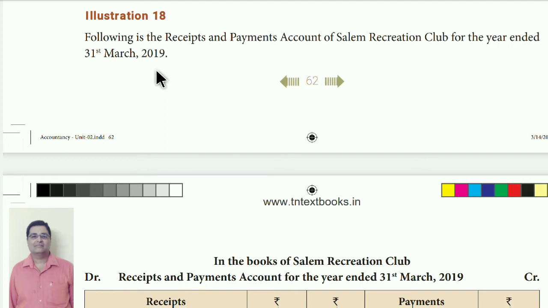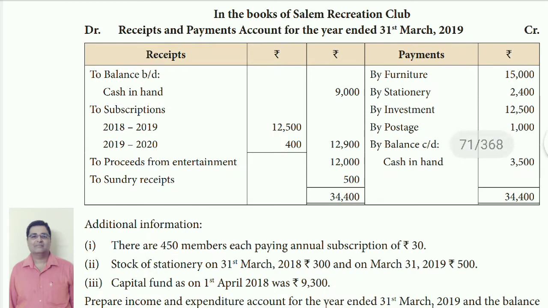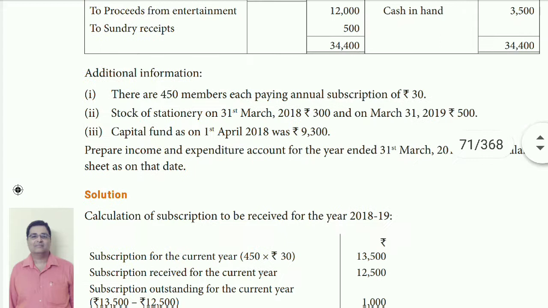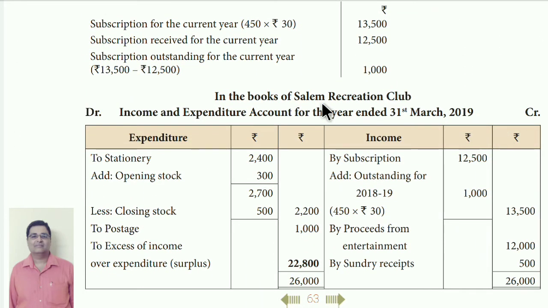Now take a double new page in your accounts ledger. After taking the ledger, in the center of your page, write the heading in the books of Salem Recreation Club. In the blue line, center of your page, in the red line, write income and expenditure account for the year ended 31st March 2019. Leave 10 lines, put the total line in the outer column. Below that, you have to write the balance sheet. Heading, liabilities, assets, rupees.